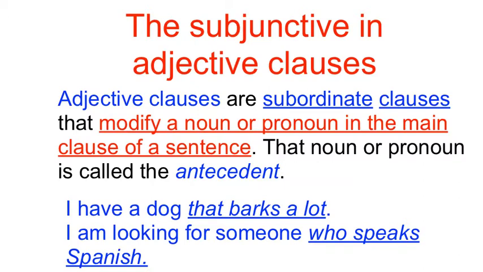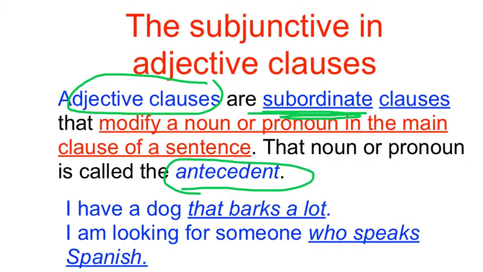Just like the subjunctive and noun clauses and the subjunctive and adverbial clauses, we need to know what an adjective clause is. An adjective clause, once again, is a subordinate clause that modifies a noun or pronoun in the main clause. So once again, we have a main clause and a subordinate clause. That noun or pronoun is called the antecedent.